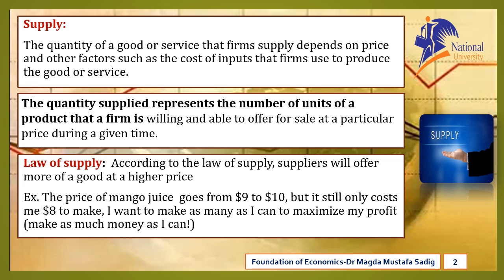So let us take mango juice as a real-life example. Imagine you run a juice company. It costs you $8 to make one bottle of mango juice. So when the selling price is $9, your profit per bottle is $1. But if the price rises to $10, your profit becomes $2 per bottle. Naturally, you would want to make and sell more bottles when the price is $10 because you are making more money on each sale. This is the law of supply in action.